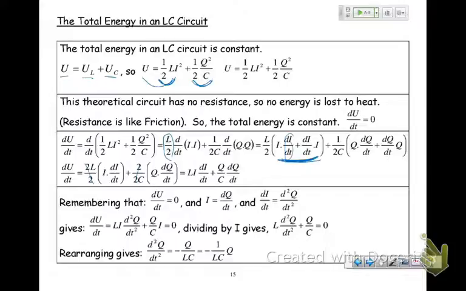Okay, and then remembering that dU/dt equals 0 because there's no change, and that I is equal to dq/dt, and dI/dt equals d2q/dt squared, we set ourselves up with a differential equation, and we can divide by I and then rearrange, so we get this guy. d2q/dt squared is equal to minus q over LC, which equals minus 1 over LC times q. Okay.